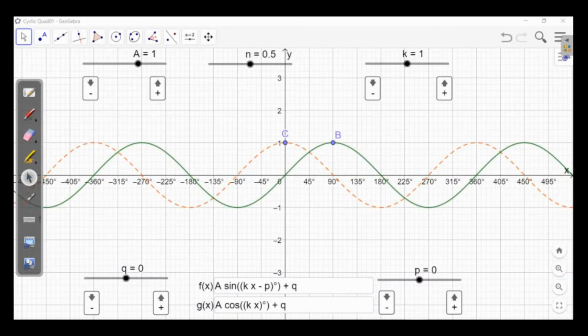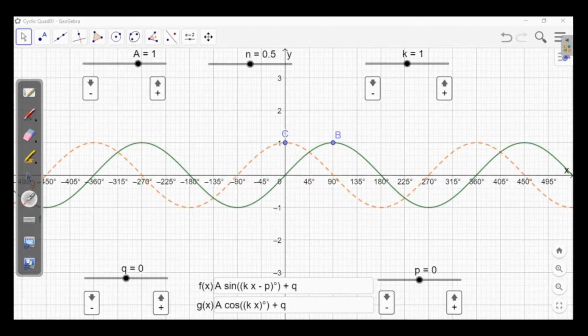Right, we're looking at the graphs of sine and cosine. We've got the function f, which is the graph of sine, and the function g, which is the graph of cosine. We want to look at the parameters a, k, p, and q, and see what effect they will have on the graph.